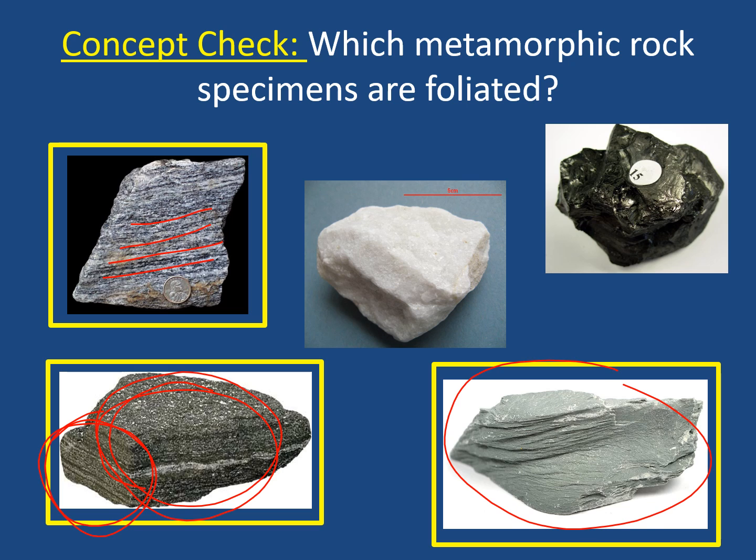And then obviously down here, we're dealing with a very fine-grained rock with very closely spaced foliation planes. Can you name that rock? Maybe you can. That would be slate. This is a piece of marble. That's not foliated. And this is a piece of anthracite. That's not foliated either.